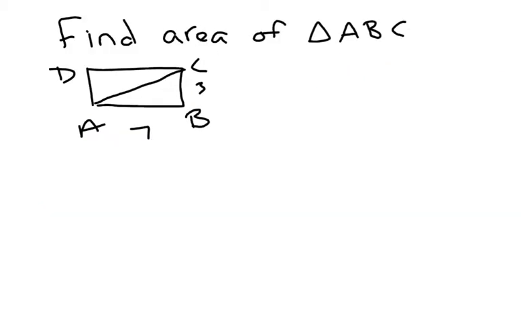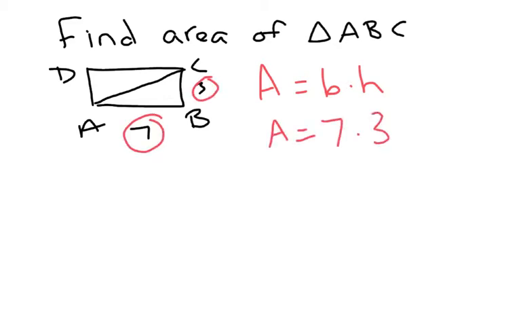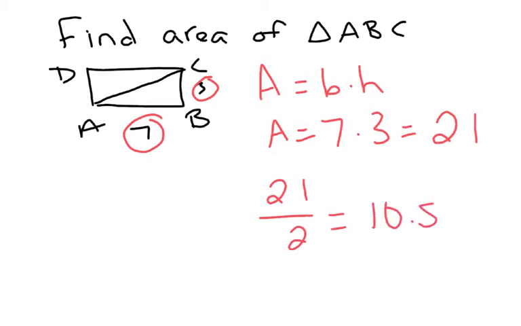So this one said, find the area of triangle ABC. So we have a rectangle, ABCD. So we know that the area of a rectangle is equal to the base times the height. The base is 7, the height is 3. So 7 times 3. Okay, that is equal to 21. We know the area of a triangle is half of the area of the rectangle. So all we have to do is 21 divided by 2, and we get 10.5.